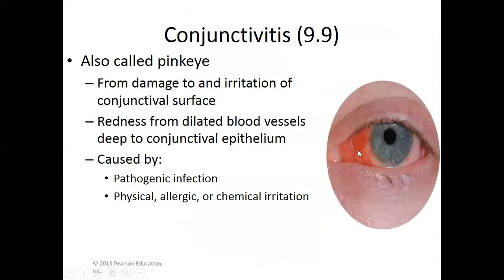So here's conjunctivitis. When an eye infection occurs, it's also called pink eye. So it's basically from damage or irritation of the conjunctival surface. Anything with itis at the end is an inflammation. Basically redness from dilated blood vessels. And it's usually caused by some kind of pathogen, bacteria or virus, basically, or an allergy maybe, or some kind of chemical irritation.